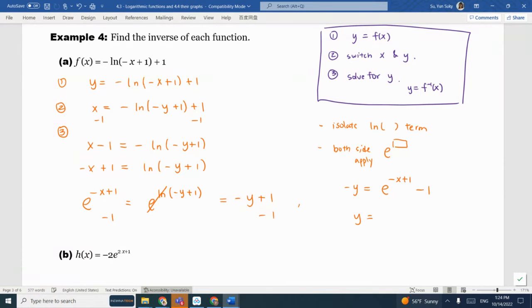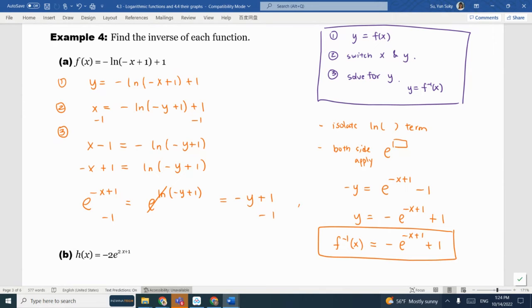Ooh, what is y? We multiply both sides by negative 1, right, everybody? So we get negative e to the minus x plus 1, and negative times negative 1 is positive 1. Oh, nice. So finally, this is our inverse function: negative e to the minus x plus 1, plus 1.